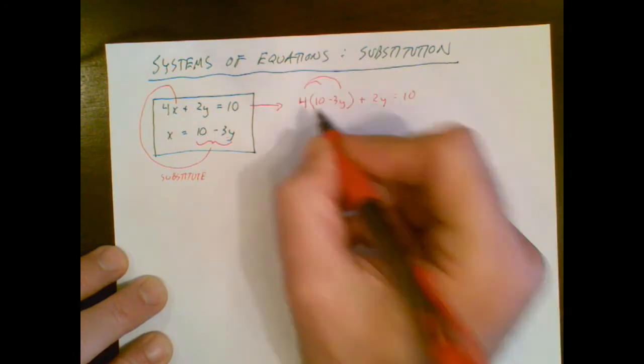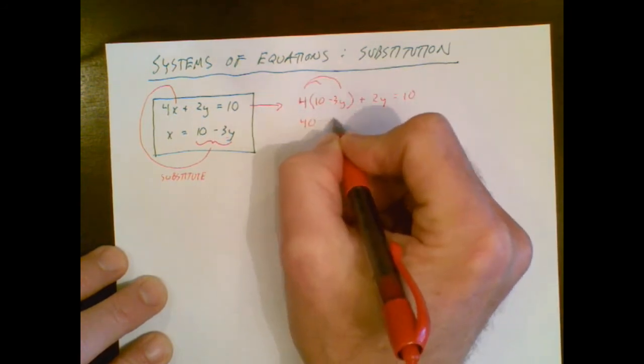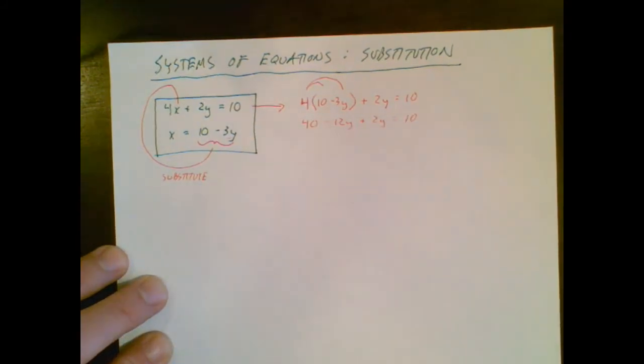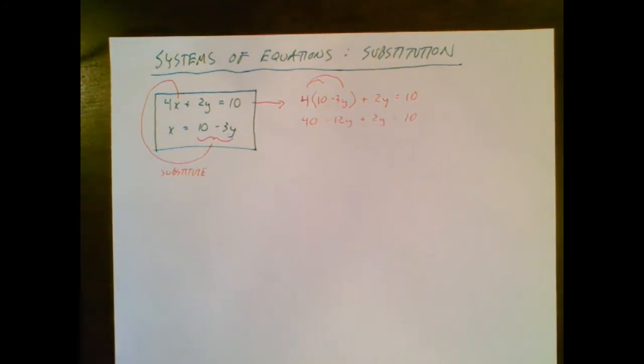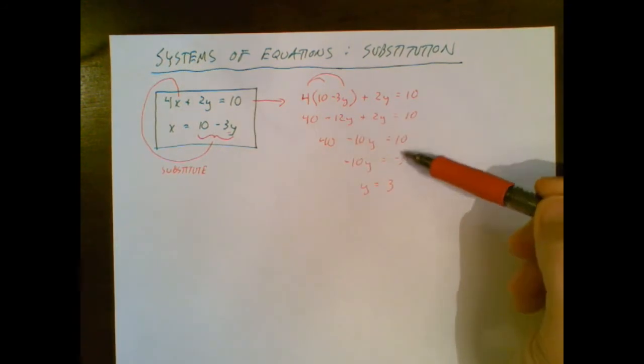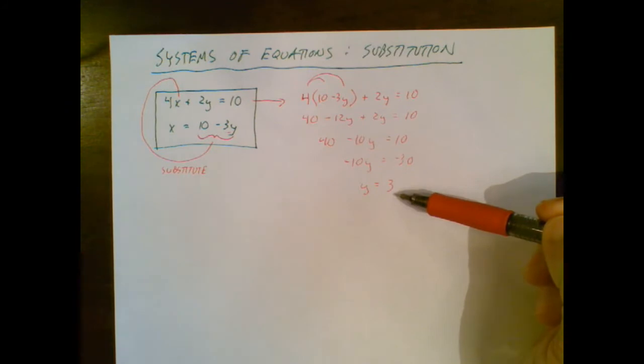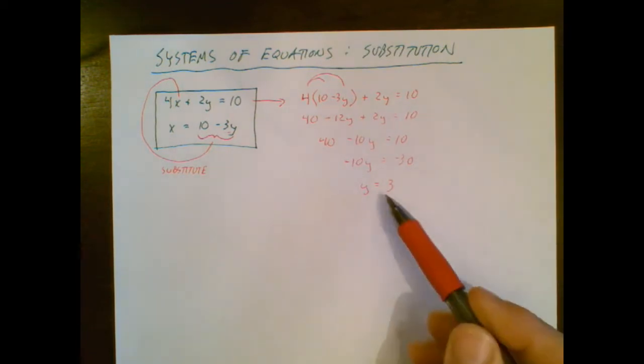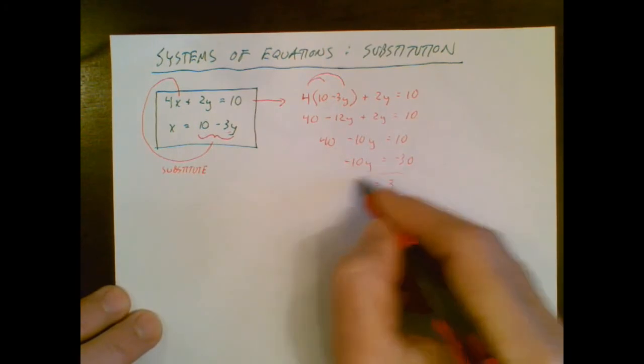My first step is to multiply out, so I get 40 minus 12y plus 2y equals 10. Now I'm going to pause this and continue out, but what I'm going to do is solve this equation for y. After going through all these algebra steps, which you might want to practice on a sheet of paper on your own and compare to mine, I get an answer of y equals 3.